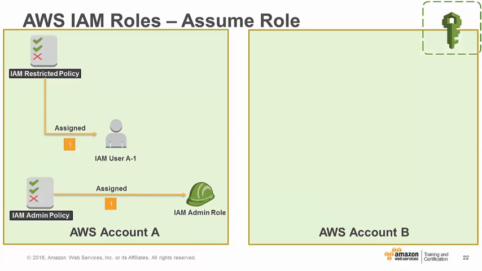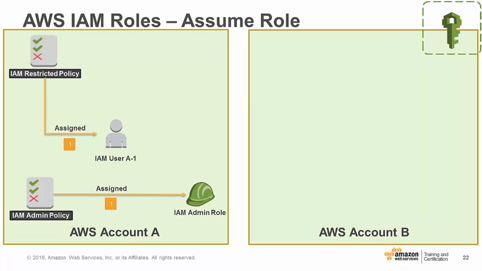IAM roles may also be associated with users. In this example, there are two AWS accounts, A and B. IAM user A1 is part of account A, and IAM user B1 is part of account B. An IAM policy named IAM admin policy with access to an Amazon S3 bucket is associated to an IAM role named IAM admin role.